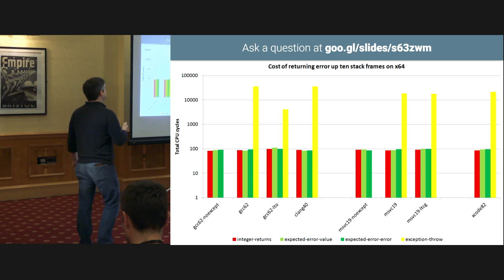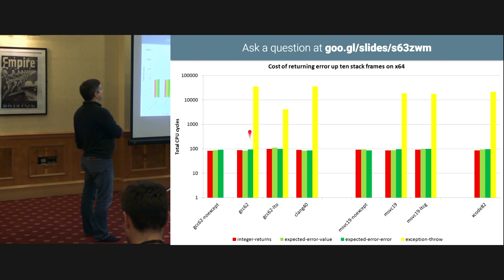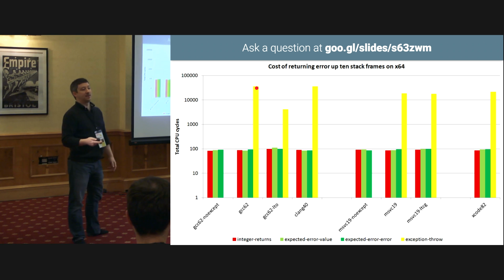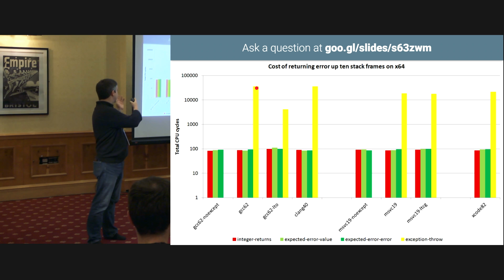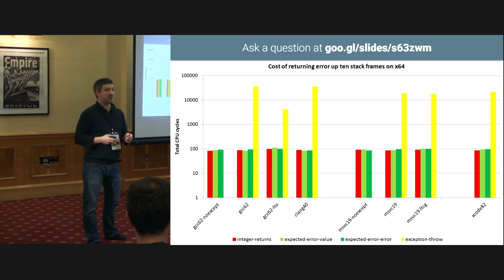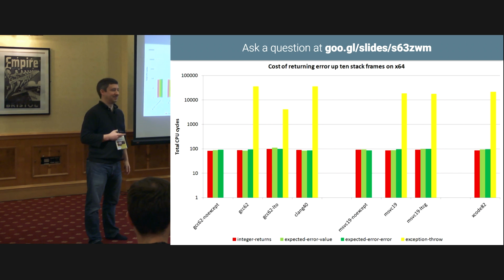This, by the way, interestingly, is linear. So the scalability of exception throw and catch is linear to the stack frames being unwound. So if you unwind 10 stack frames, it's 30,000 cycles. If you unwind 100 stack frames, it's 300,000 cycles. It literally goes up in a straight line.